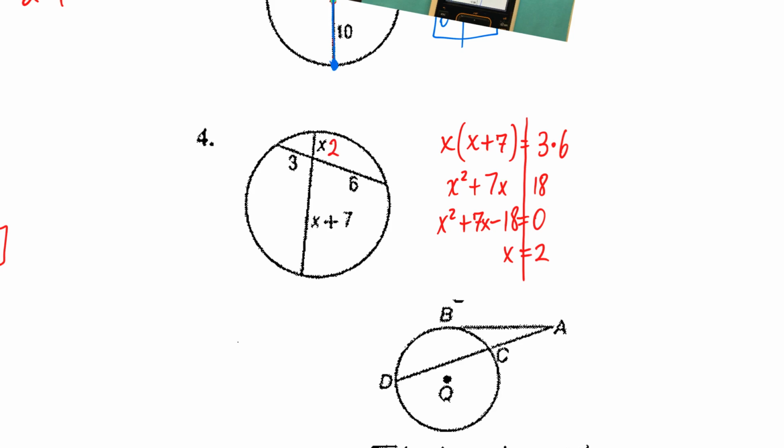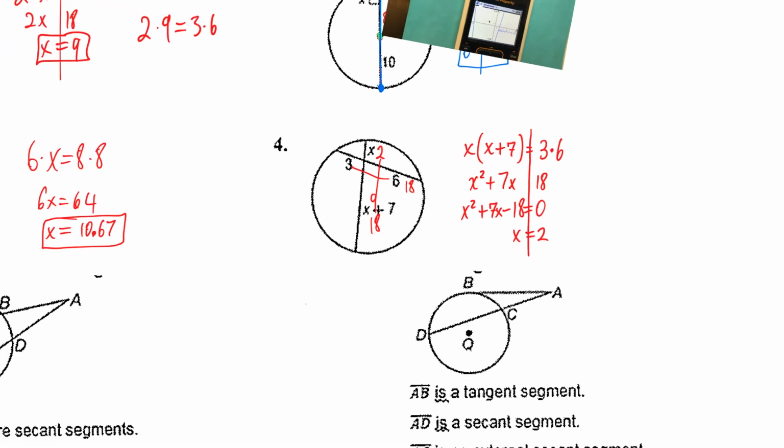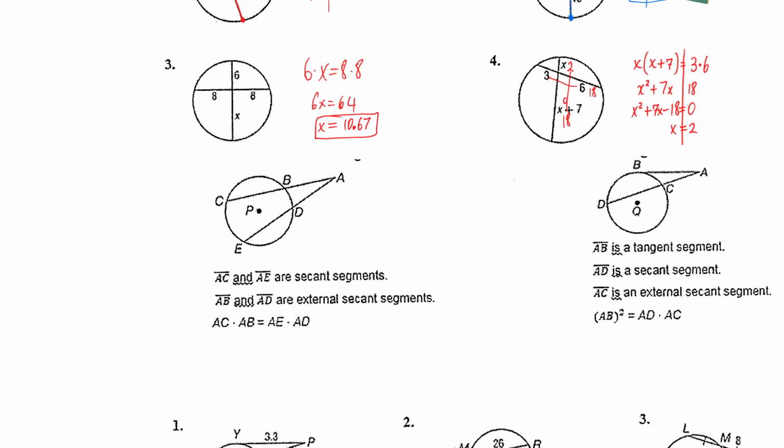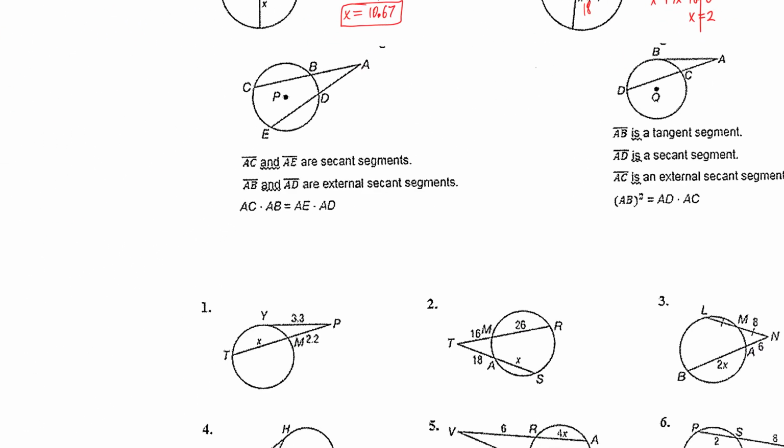So if x is 2, then how long is this piece down here? 9. Okay, what is 3 times 6? 18. What's 2 times 9? 18. So that looks good.